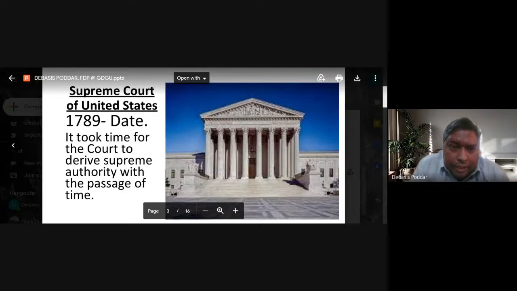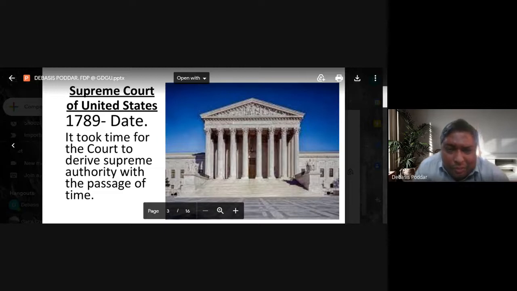Every one of us is aware of this building, the main premises, the front side of the American Supreme Court, the most powerful or most legitimate judicial institution the world has ever seen. The Supreme Court of the United States was not in this shape, that is, the building was in this shape, but the authority of the Supreme Court was not like that when it started its journey in 1789, with the result that in Marbury versus Madison, the concerned judge, Justice Marshall, was not at all interested to accept the position of Chief Justice of the Supreme Court. This is available in several lecture sessions of Justice Nariman.